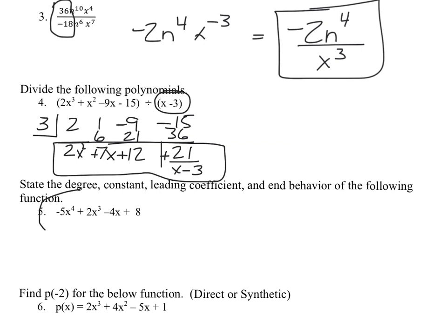Degree is the largest power, which is 4. Constant is the non-variable term, that would be 8. Leading coefficient is the coefficient in the largest power, which would be the negative 5.